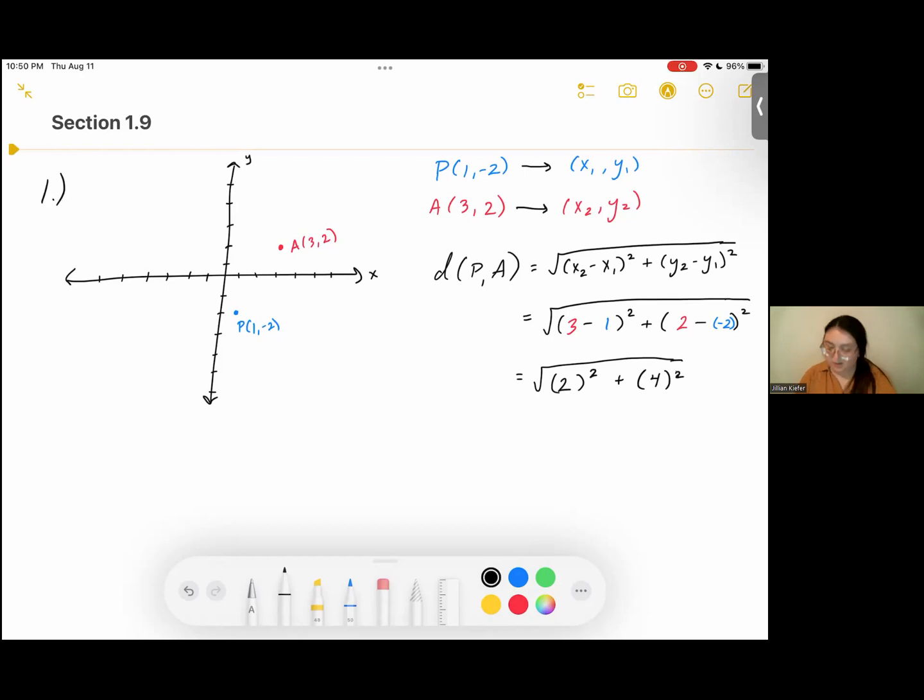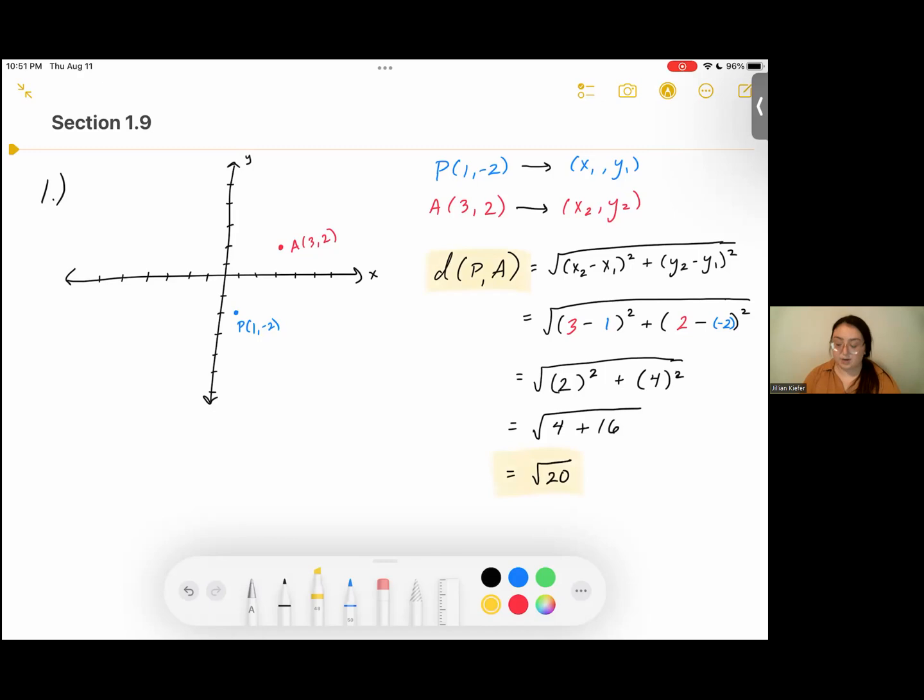There we go. All right, we've got 2 squared plus 4 squared. Now we can go ahead and plug this into our calculators, or we use our brains, whichever one you prefer. 2 squared is going to be 4, and 4 squared is 16. So we have the square root of 4 plus 16. We know what 4 plus 16 is going to be. 4 plus 16 is 20. So, all right, the distance between these 2 points is the square root of 20.